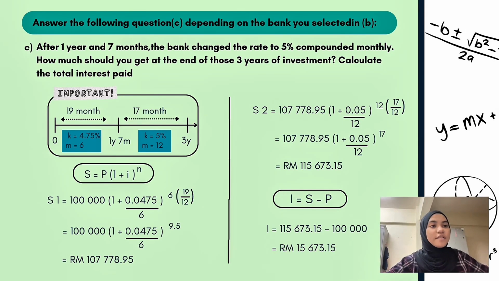The formula to find interest is I equals S minus P. So S is 115,673.15 minus 100,000. So the total answer for interest is 15,673 ringgit point 15 cent.